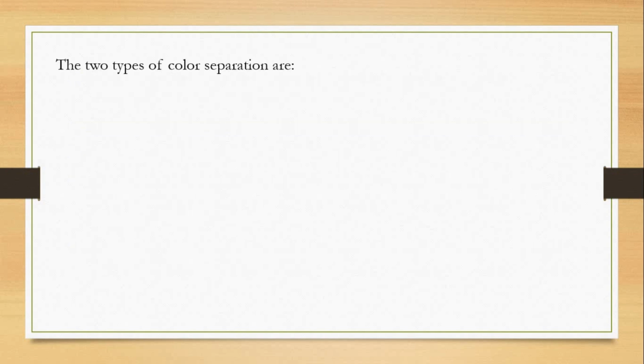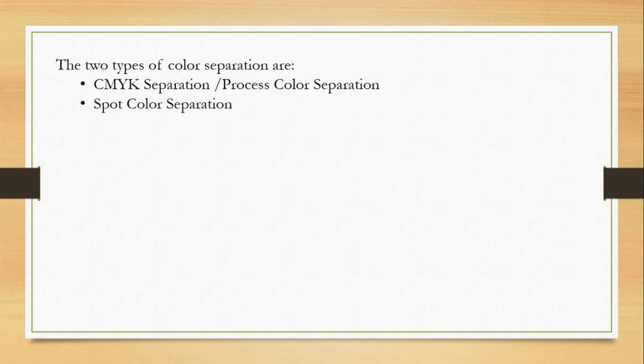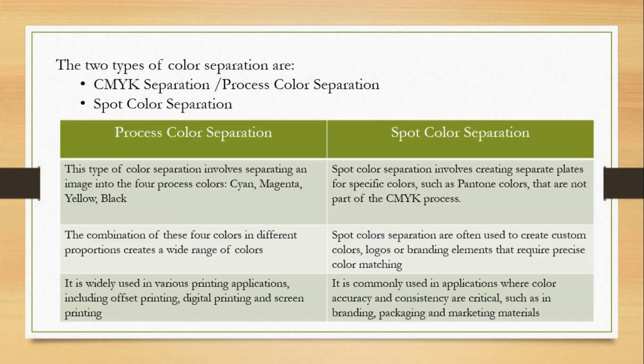Actually, there are 2 types of color separation. One is CMYK separation, which is also called as process color separation. The other one is spot color separation. So let's see what is the difference between process color separation and spot color separation. In process color separation, it involves separating an image into 4 process colors. That is cyan, magenta, yellow and black.